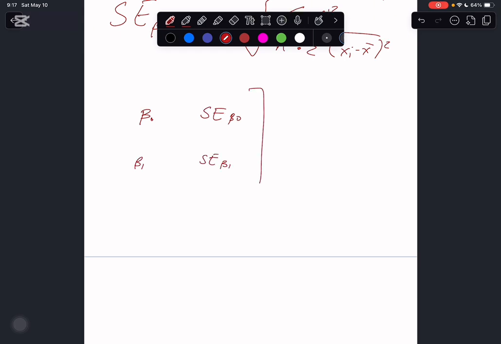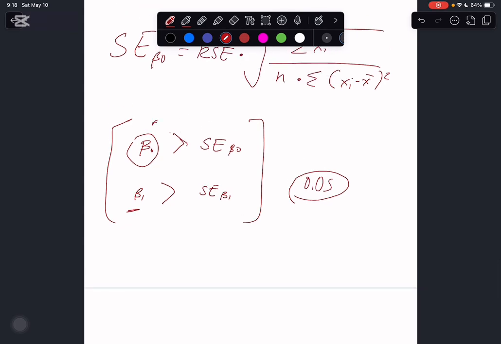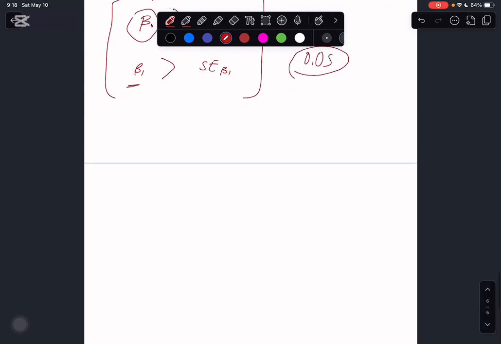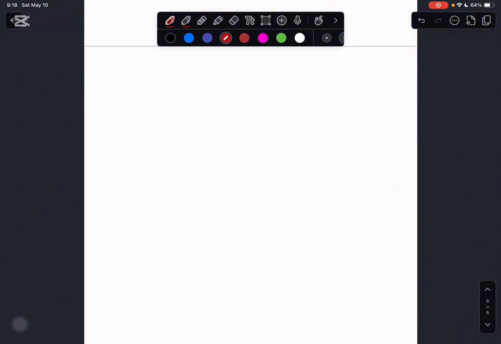Now I want to find out whether these values are actually significant, so whether they have a significance level of 0.05. The basic rule to say that the values we found are significant is whether the original number is bigger than the standard error. So b1 being bigger than its standard error, and also b0 being bigger than its standard error. Now I've told you all these things about standard error.